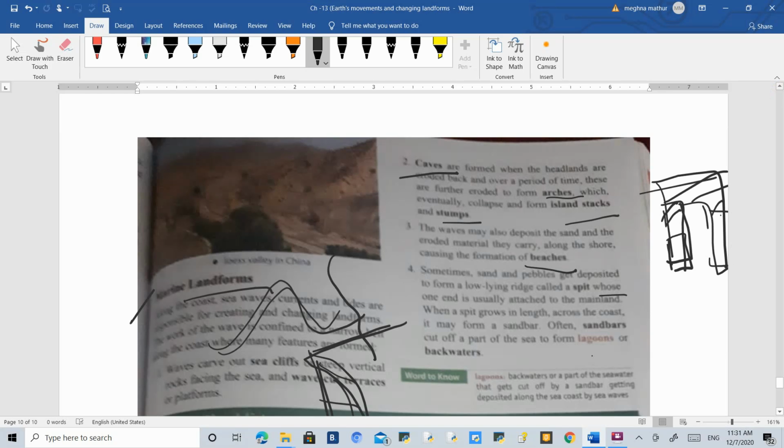We have read about lagoons also. Sandbars are created, and the lagoons and backwaters are created, like we can see in Kerala also. So this is about marine landform. With marine landform, we have ended this chapter.